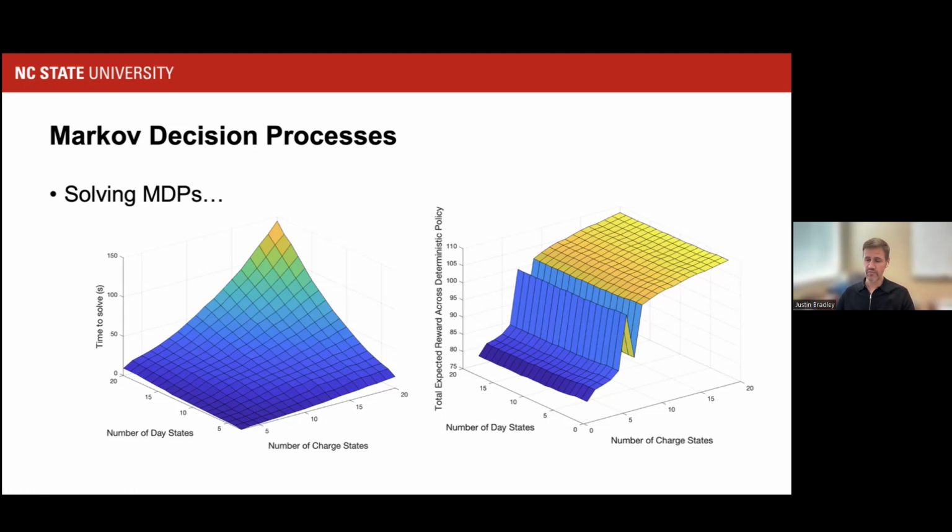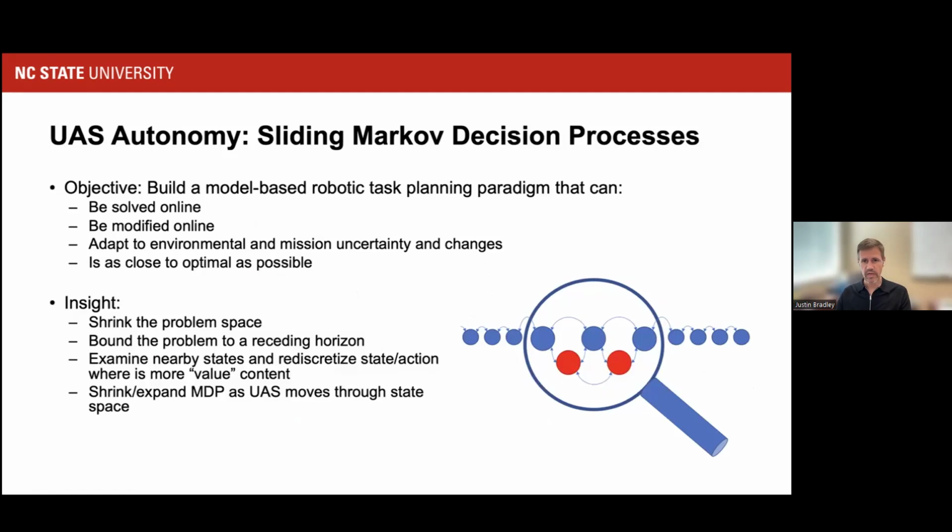And what would be really great is if we could target those states or figure out which states might matter more than others. So the objective here that I'm going to try to come up with is to build a model-based robotic task planning paradigm that is able to be solved online, can be modified online, can adapt to environmental and mission uncertainty and changes, and is as close to optimal as possible. As soon as you start talking about online anything, you're going to remove global optimality. And so that's not surprising. So the goal is to get as close to globally optimal as possible.